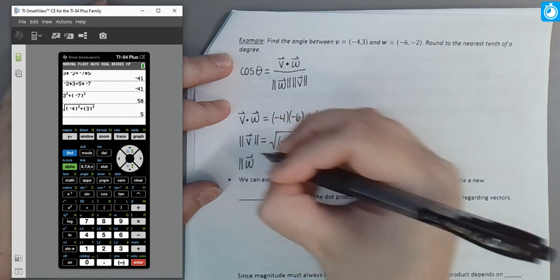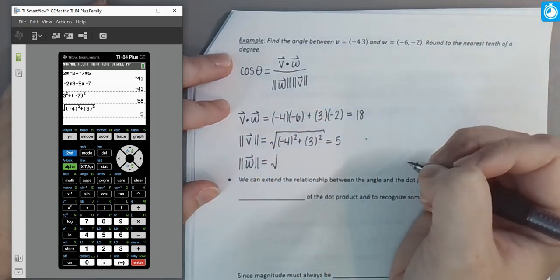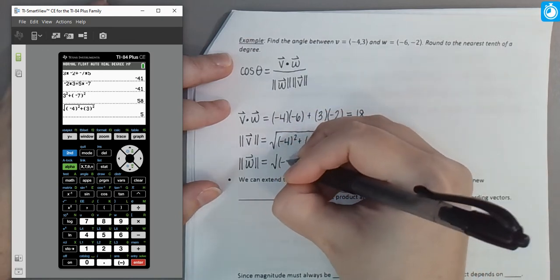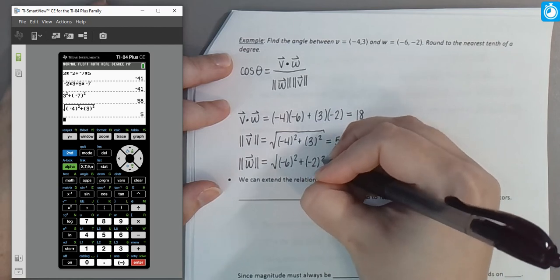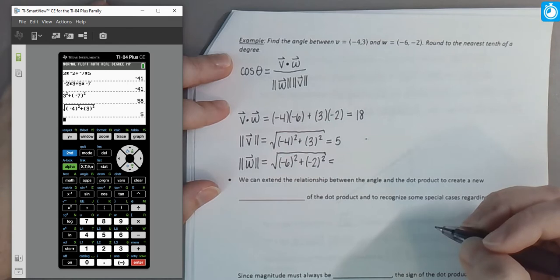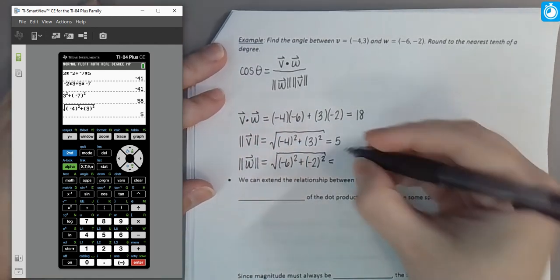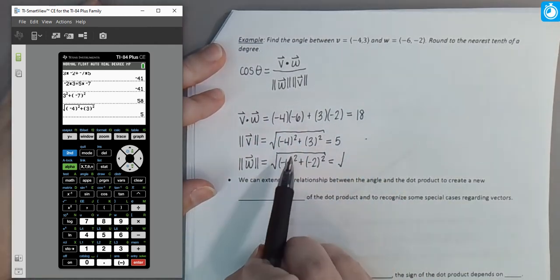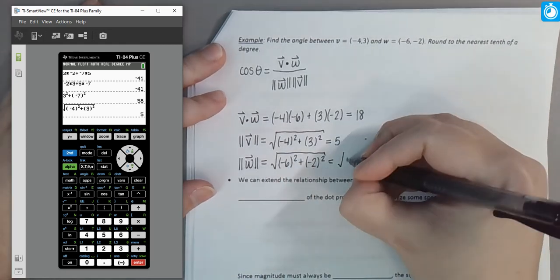For vector W, similarly, square your components and then take the square root. So that's going to be negative 6 squared plus negative 2 squared, and then we take the square root. Now 6 and 2 don't represent a Pythagorean triple, so we're not going to be able to use the calculator here except maybe to simplify what's inside. So we have negative 6 squared, which is 36, negative 2 squared, which is 4, so 36 plus 4 is going to give us 40.